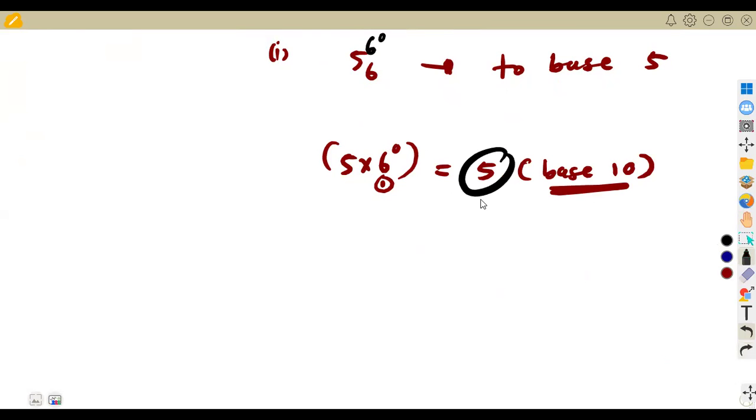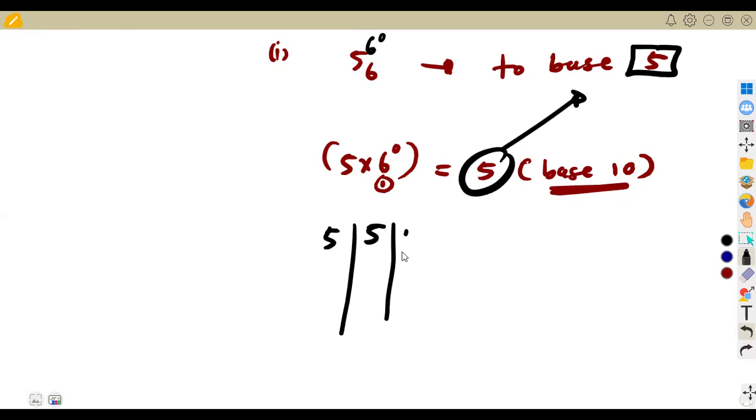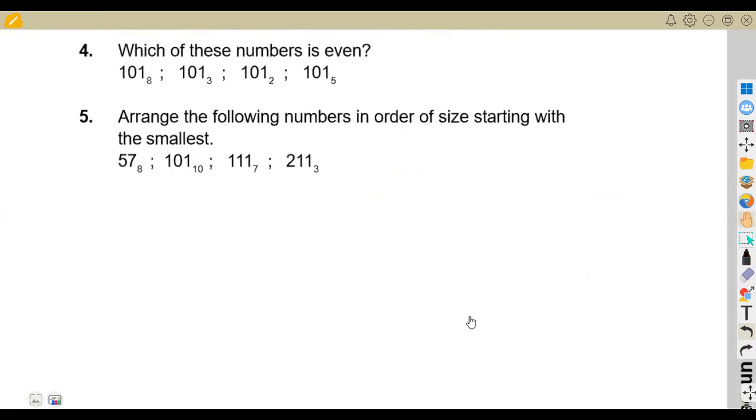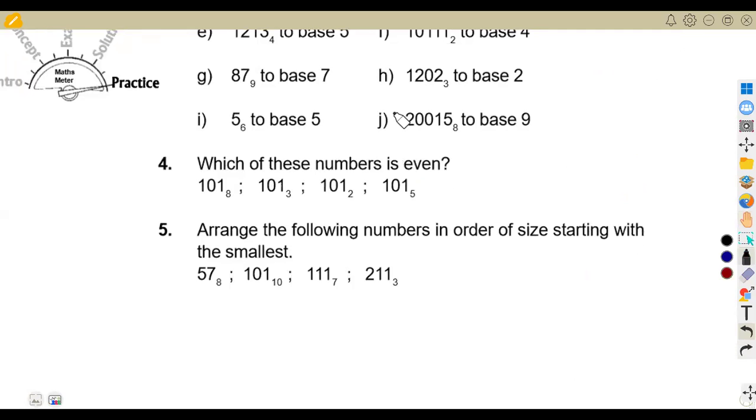Now that we have our answer in base 10, we have to convert it to the required base, base 5. How do we convert 5 to base 5? We divide by 5, noting the remainders. 5 into 5 is 1, remainder 0. 5 into 1 is 0, remainder 1. So our answer is 10 in base 5. We have converted this to be written in base 5. That is the question, so we have to be careful how the questions are given. All right, the same thing. I want you to try the remaining questions and just work them out.